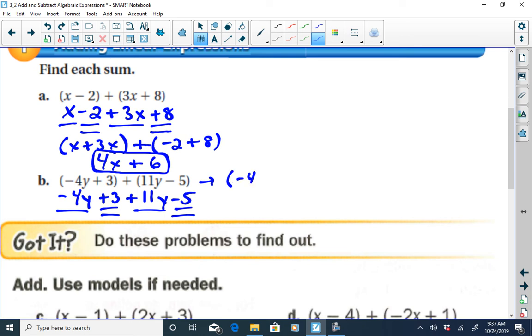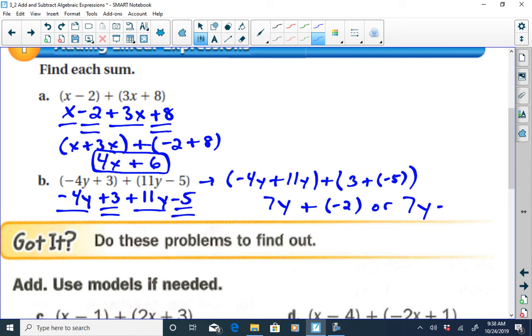So I have negative 4y plus 11y, plus, I have 3 plus negative 5. Negative 4y plus 11y, that's 7y. Plus 3 plus negative 5, that's going to be negative 2. So I can write my answer as 7y plus negative 2, or I can write it as 7y minus 2, right? Either one of those answers is acceptable.